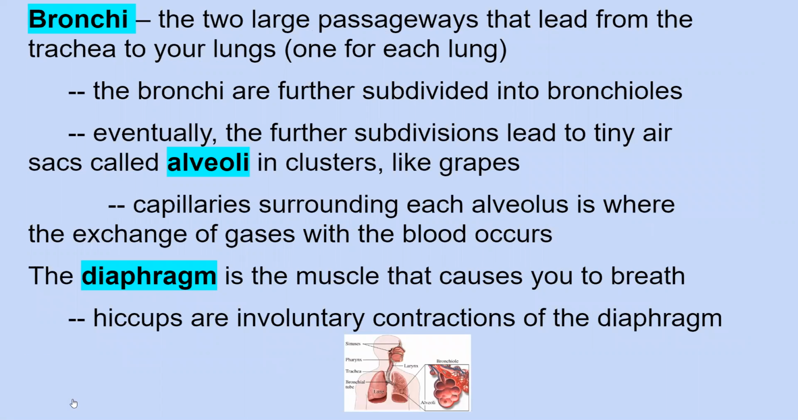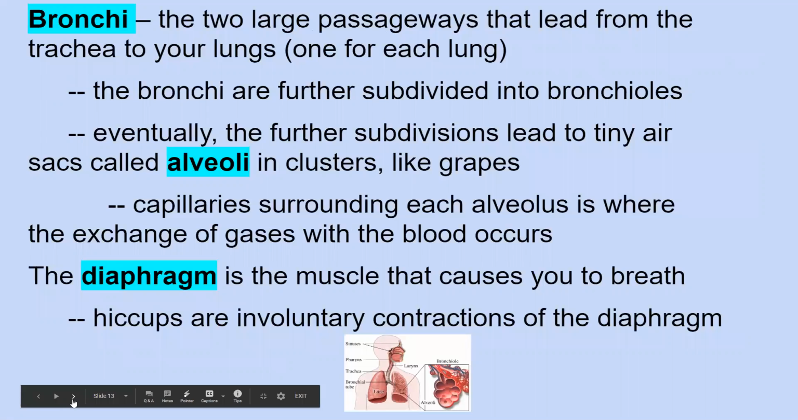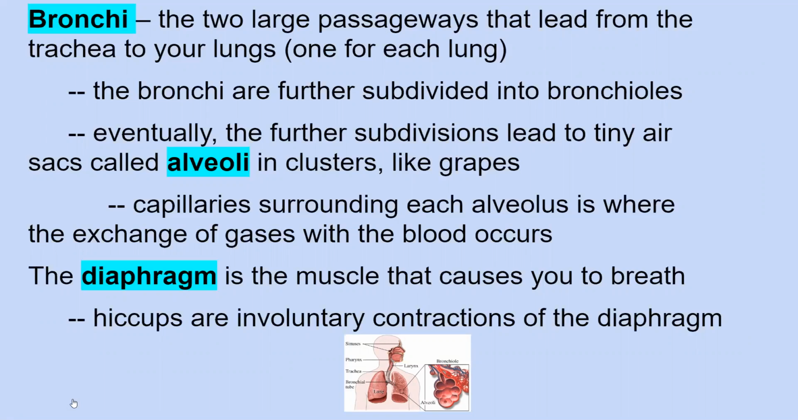So going into your lungs, you have the bronchi, which are the two large passageways that lead from the trachea to your lungs, and you have one for each lung. Then your bronchi are divided into bronchioles. And further going in, you have alveoli, which are little tiny air sacs. They look like little grapes. You have the capillaries that surround those, and that's where the exchange of gases within the blood occurs, because remember, your capillaries are able to exchange gases.